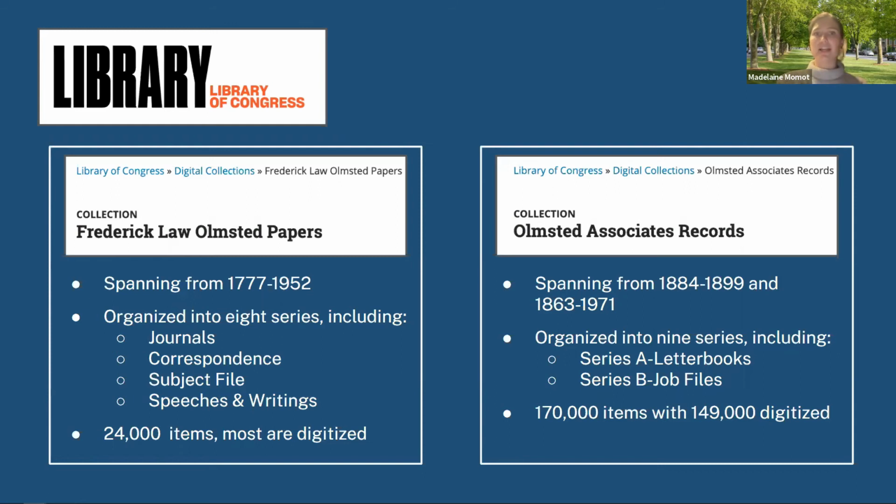And then the second collection is the Olmsted Associates Records. This one spans from 1884 to 1971. They're organized into 9 series, but the ones that you'll probably be using the most are Series A, the letter books, and Series B, the job files. And there are about 170,000 items in the Olmsted Associates Records.